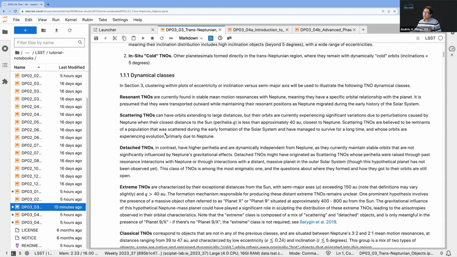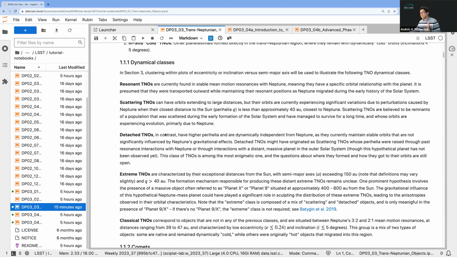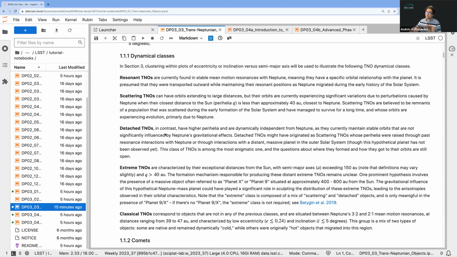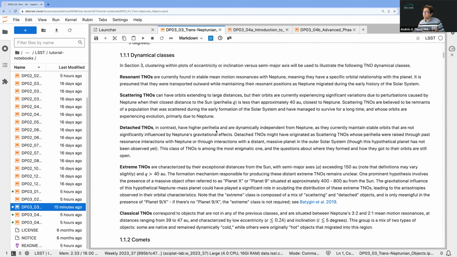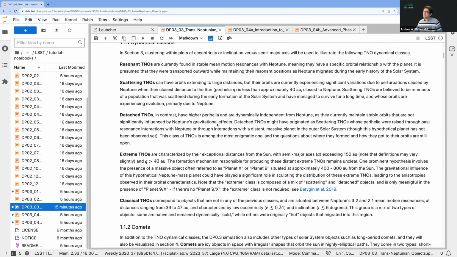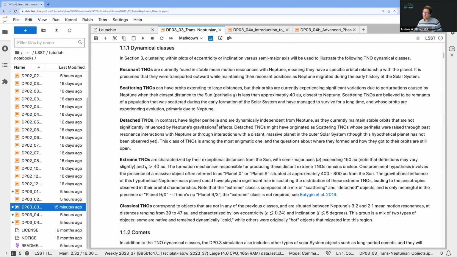But then at the same time, we have these dynamical classes, and it's important to have these definitions because one of the goals of this notebook is to reproduce a plot of orbital parameters that we find in one of the papers in the literature, in particular a paper written by Pedro Bernardinelli using the Dark Energy Survey to find 814 TNOs. So we're going to have the different types of dynamical classes within the TNOs.